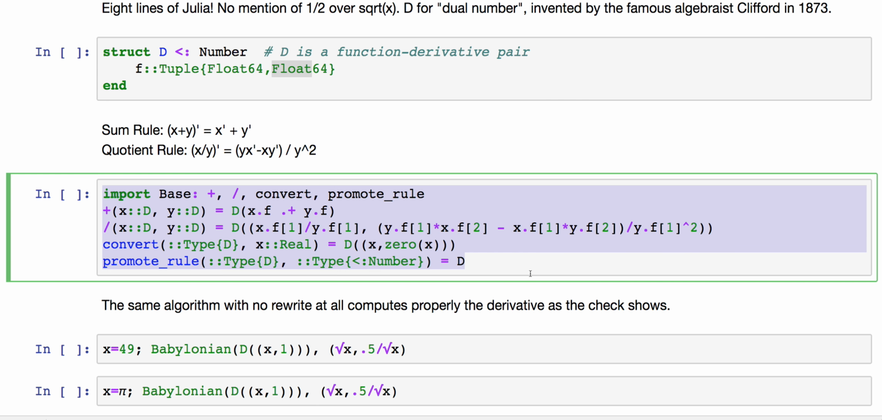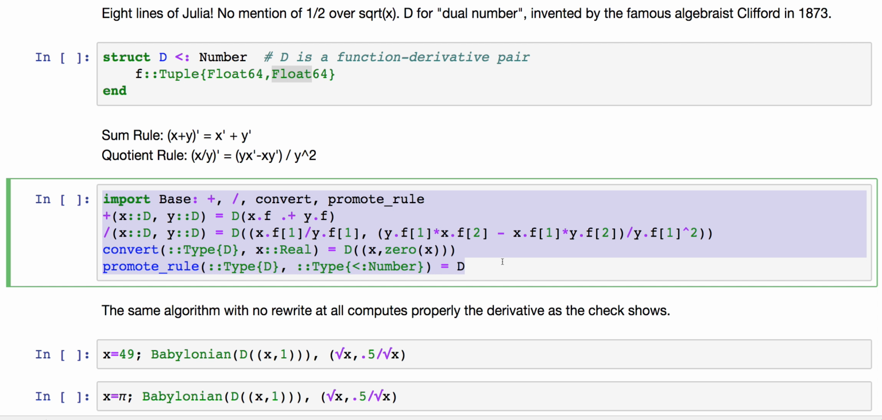And then these 5 more lines will be the calculus rules for addition and division. So I'm going to overload plus and slash, which are addition and division, and I'm going to also overload a few more things that'll just let things work together. So the rule for addition is if I want to add a pair of numbers, I'm going to add the function values and I'm going to add the derivatives.